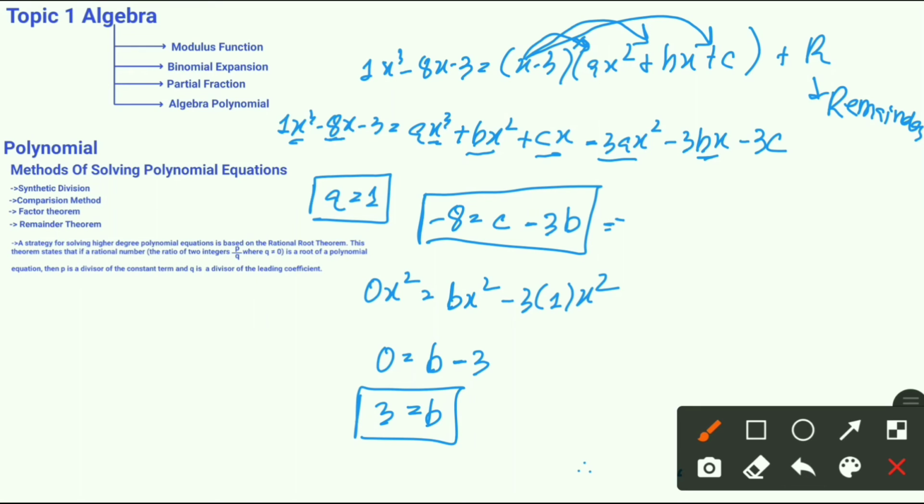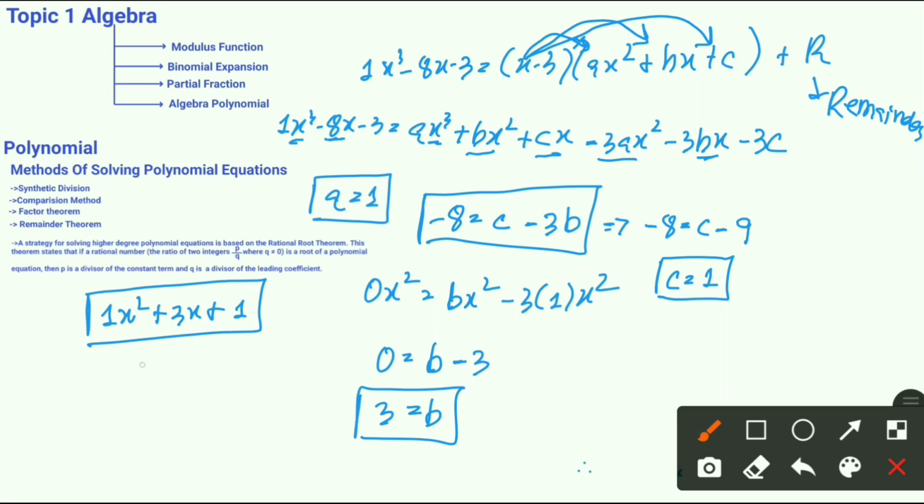Now we're going to put it in here. So c minus 9 equals minus 8, 9 will go to the right side, and c equals 1. We got a, we got b, we got c, and there you go, we have found the equation. So 1x square plus 3x plus 1 is the quadratic equation that we wanted to find. Simple as that. So this is how you do the comparison method, this is how you do synthetic division, this is how you do the factor theorem, and the remainder theorem is similar to the factor theorem.